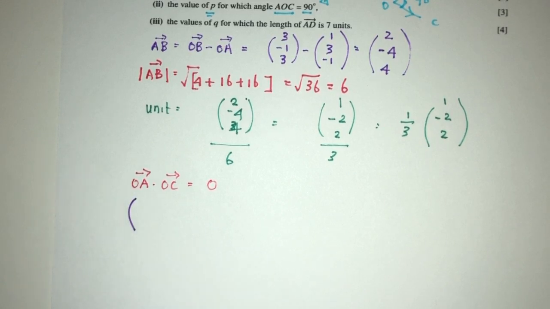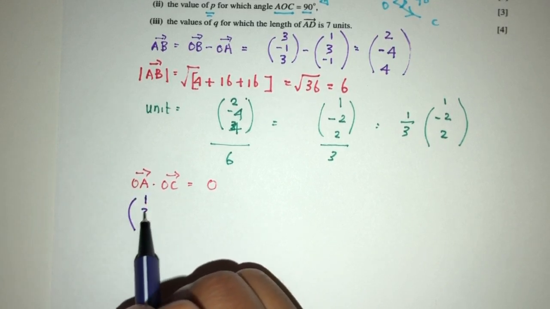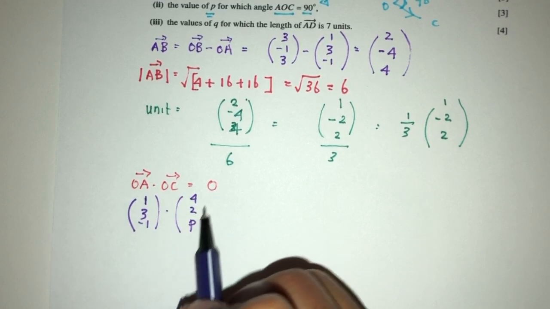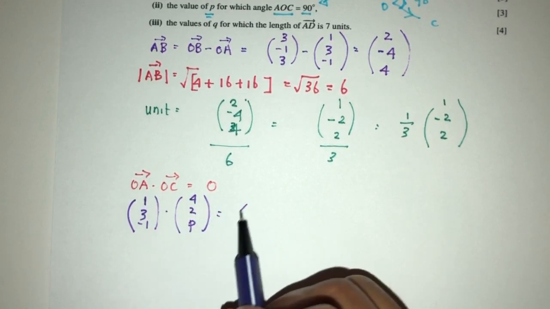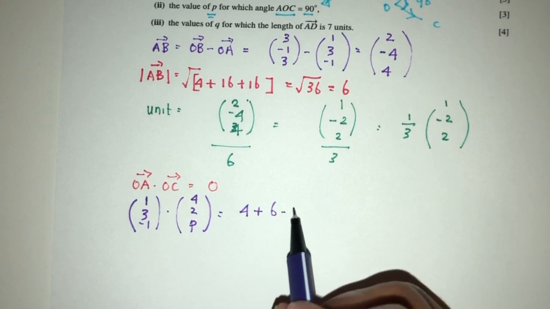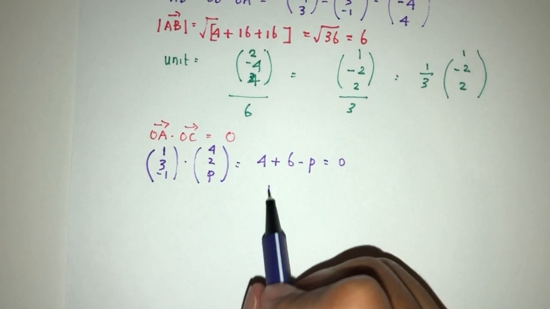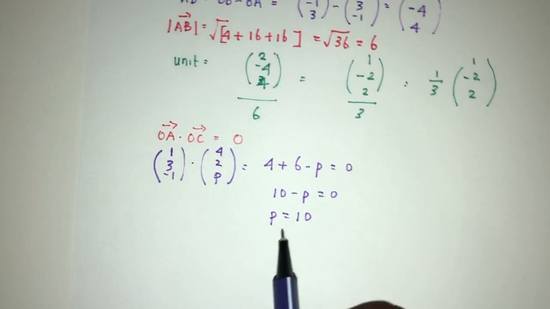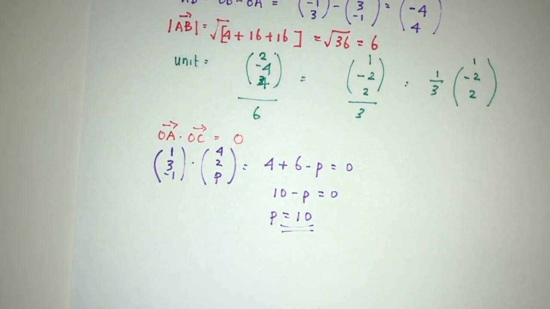So this will be the thing we have to use to solve the question. So here we have what? (1, 3, -1) dot OC, that should be (4, 2, p). That should be 1 times 4 is 4, plus 6, minus p, that will be 0. 10 minus p will be 0, so p will be the value of 10. That will be part 1 of the question.